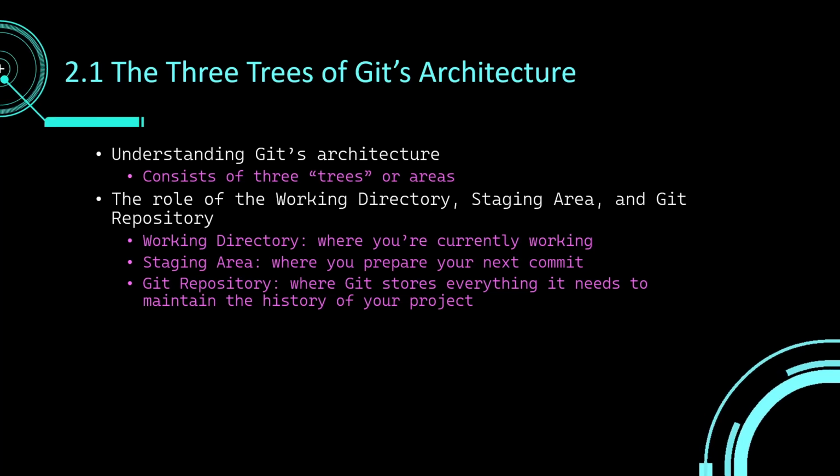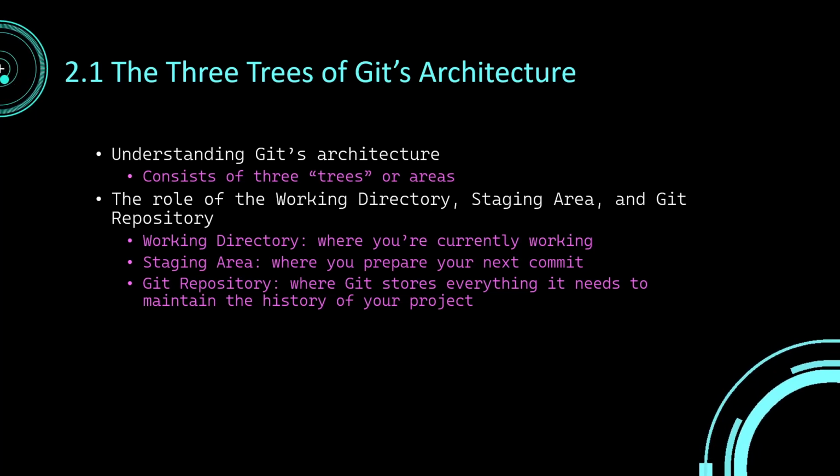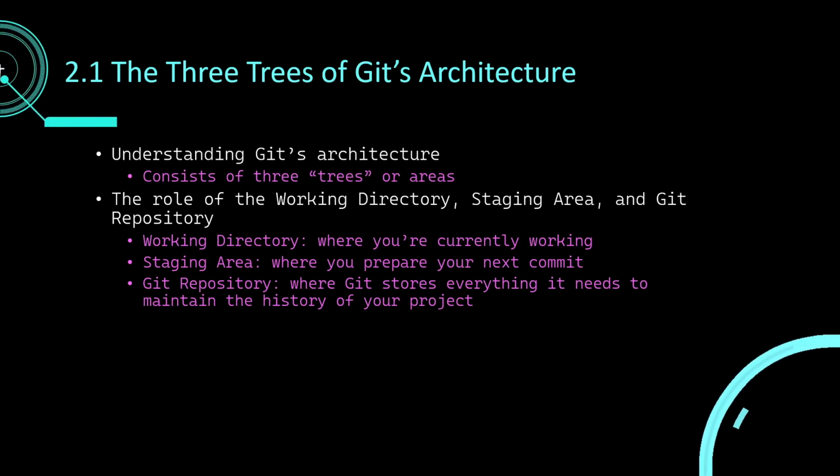So this is where Git stores the metadata and the object database for our project. And this is the most important part of Git. And it's what is copied when you actually clone the repository from another computer. Okay, you're actually cloning the Git repository. You're not cloning the working directory or the staging area. And the Git repository is where the commits are permanently stored.